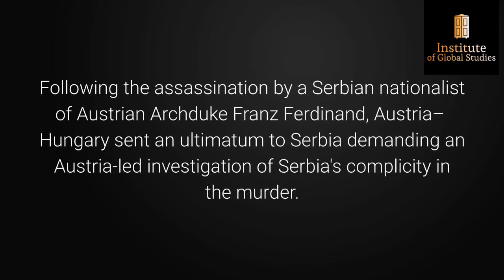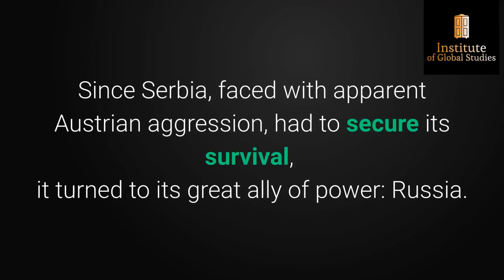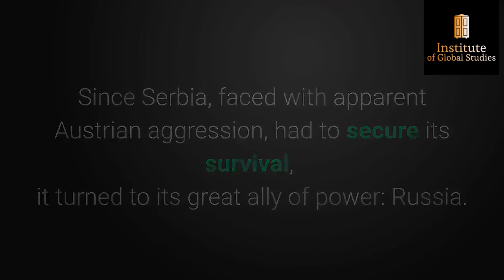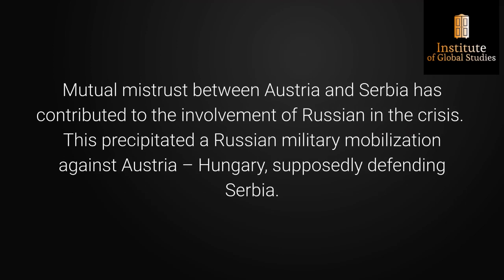Following the assassination by a Serbian nationalist of Austrian Archduke Franz Ferdinand, Austria-Hungary sent an ultimatum to Serbia demanding an Austria-led investigation of Serbia's complicity in the murder. Since Serbia, faced with apparent Austrian aggression, had to secure its survival, it turned to its great power ally, Russia. Mutual mistrust between Austria and Serbia contributed to the involvement of Russia in the crisis.